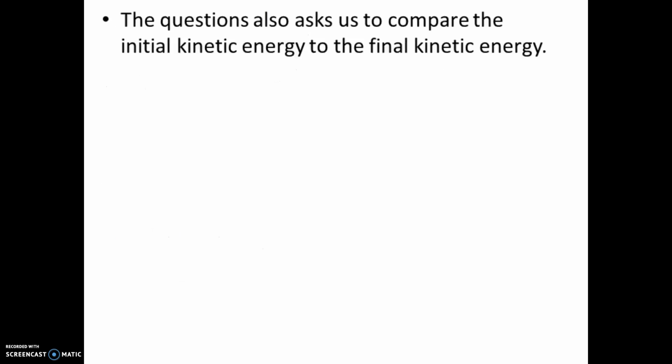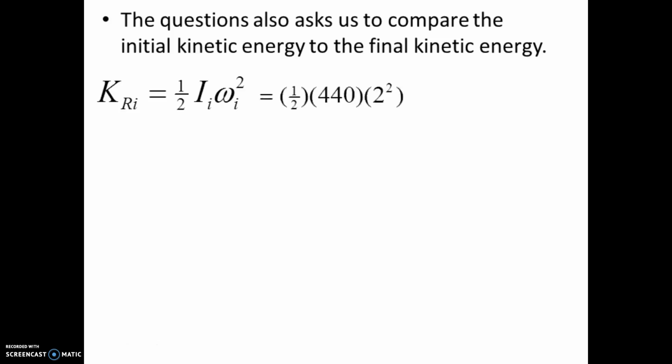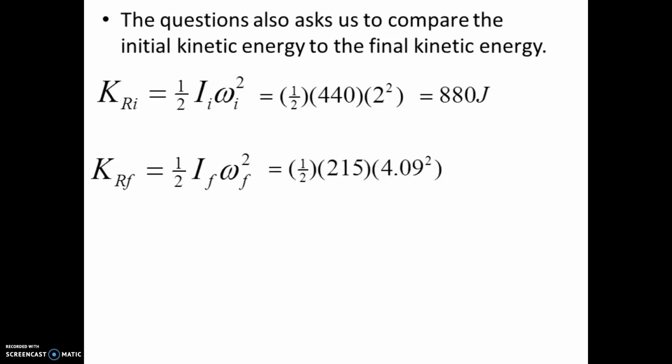The question also asks us to compare the initial kinetic energy to the final kinetic energy. The initial kinetic energy will be 1/2 I omega squared. That's just rotational kinetic energy. So that'll be 1/2 times 440 times 2 squared, which is 880 joules. We want to use the same formula for the final rotational kinetic energy, but this time it'll be 1/2 times 215 times 4.09 squared, and that equals 1,798 joules.